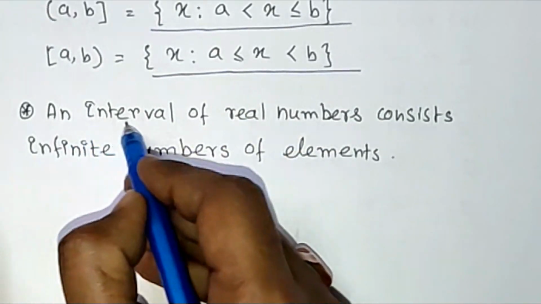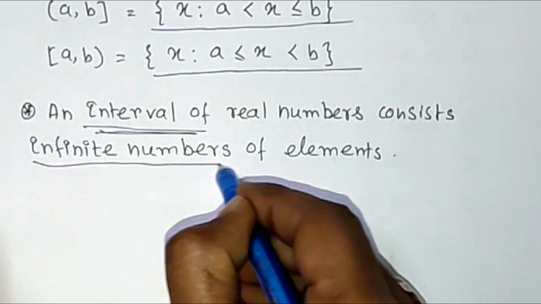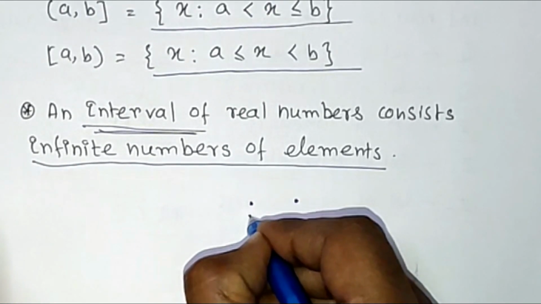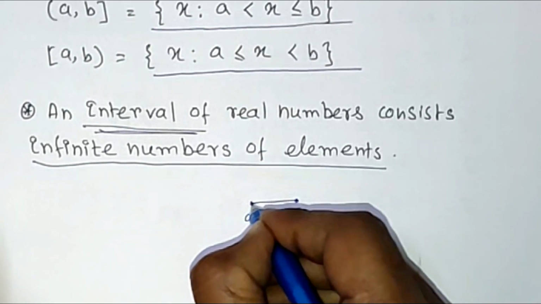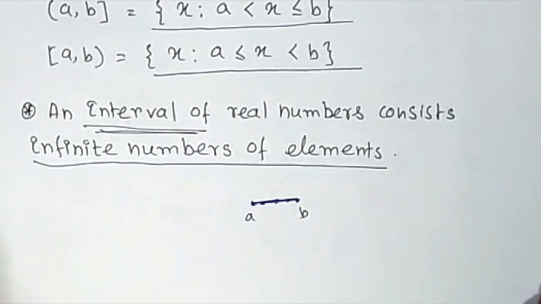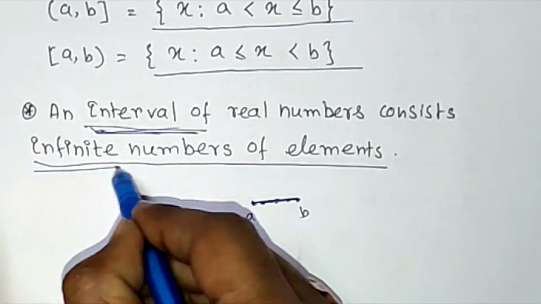Remember one thing, an interval of real numbers consists of an infinite number of elements, because we know that for any two consecutive reals a and b, there exist infinitely many elements in between them. So the number of elements in an interval is infinite.